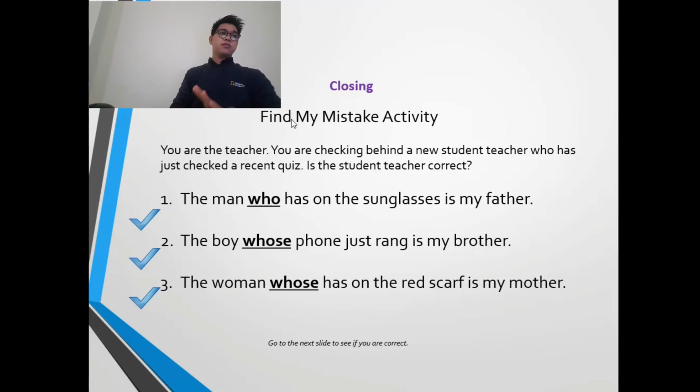Okay, find the mistake activity. You are a teacher checking your student teacher, who has just taken a recent quiz. Is the student teacher correct? First one: the man who has on the sunglasses is my father. Is that correct or not? The second one: the boy whose phone just rang is my brother. The woman who has on the red scarf is my mother. Which one is the wrong sentence? Which one has a mistake?